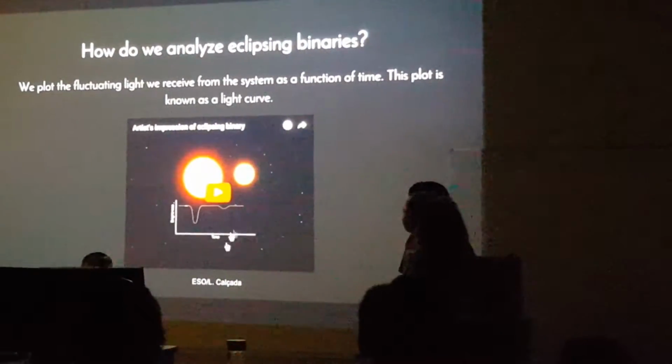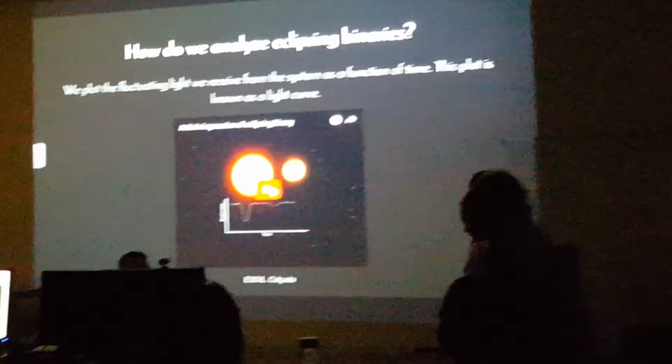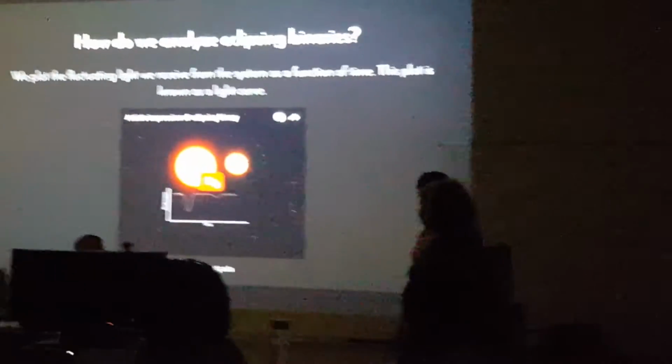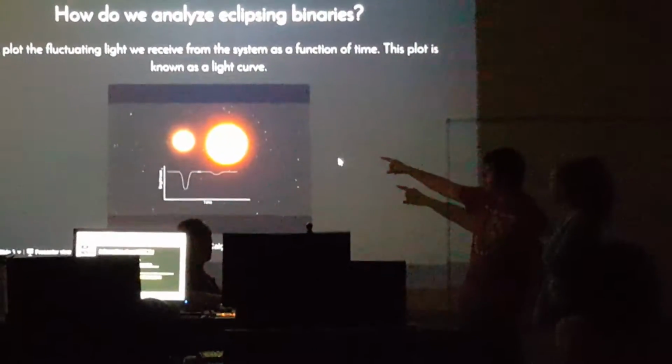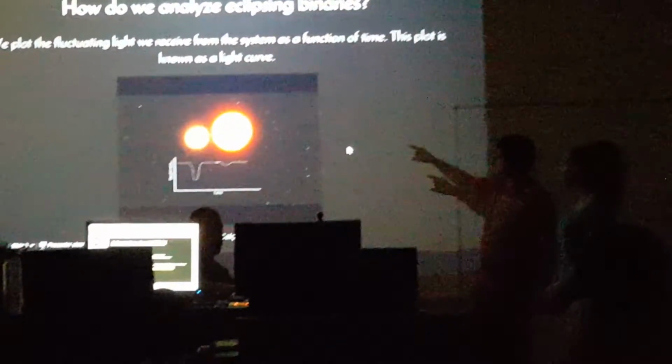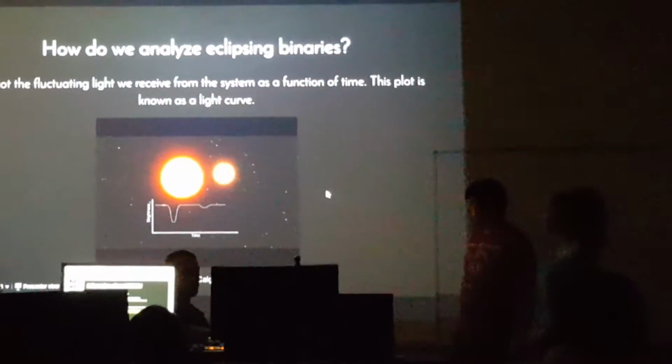So in order to analyze eclipsing binaries, we can plot the brightness that we see as a function of time. As time passes, we can see the light coming from the system change. And you can see, this video will play. So you can see as one star passes behind another, it dips in brightness. And whichever one has the bigger dip when it's behind is actually the brighter star.